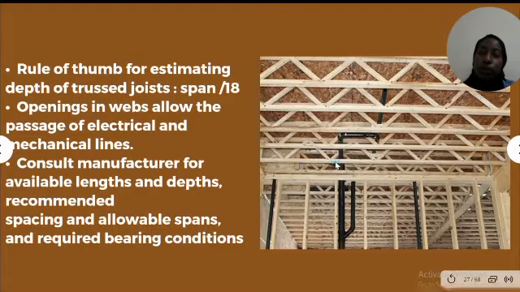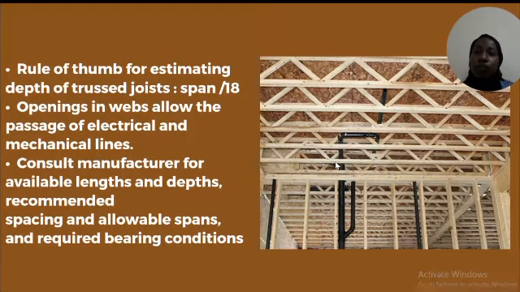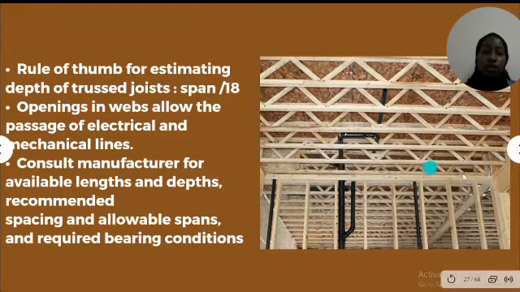What is the rule? The rule of thumb for estimating the depth of a truss joist: span divided by 18. And it should have openings in the webs, allowing the passage of electrical and mechanical lines. Also consult the manufacturer for available length and depth, recommended spacing, allowable spans, and required bearing condition.